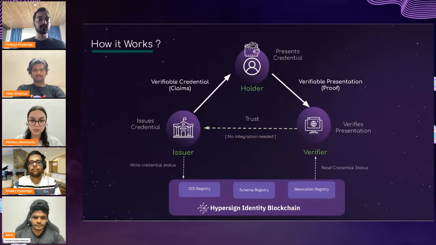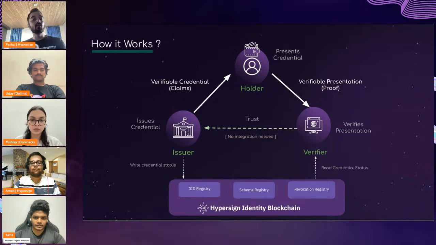Then there is a holder, that is the student. Now, say if the student goes to a further educational institution or an employer or anywhere, he needs to provide this degree as a verifiable proof or presentation. The verifier here, that is the employer or the postgrad organization, doesn't need to go back to the issuer for verification, which is a time-taking and cost-heavy process.